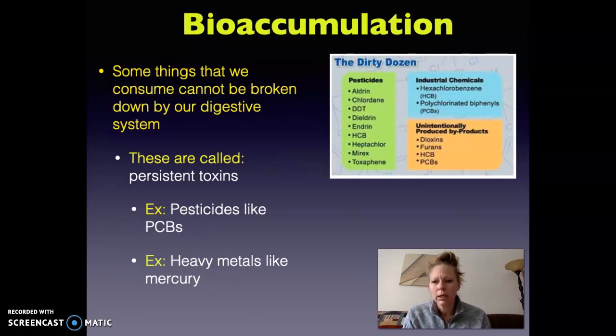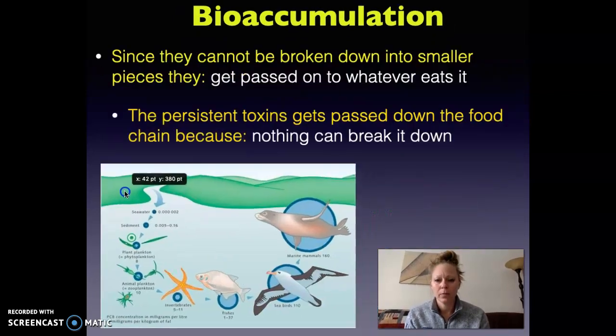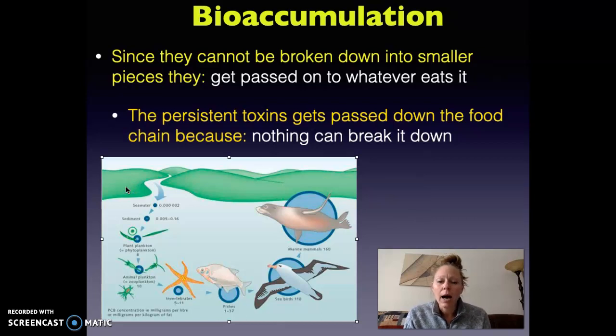So what happens, let me move this picture. What happens is, because they can't be broken down into smaller pieces, into nitrogen, hydrogen, carbon, the pizza remains pizza, or the mercury remains mercury, or the PCB stays as PCB, which is a toxin.